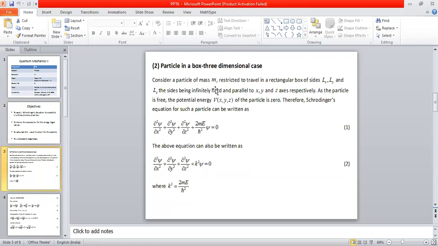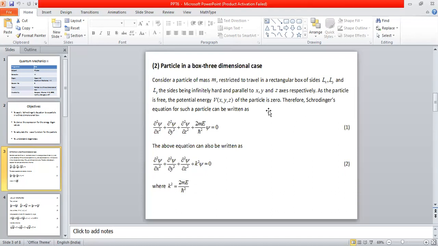Here we are considering a particle of mass m restricted to travel in a rectangular box of sides Lx, Ly, and Lz, the sides being infinitely hard and parallel to the x, y, z axes respectively. In our previous session, the particle was restricted to move along the x-axis between x equal to 0 and x equal to L. We are extending the idea and assuming that the particle is restricted to move not only along the x-axis but along the y-axis and the z-axis also.